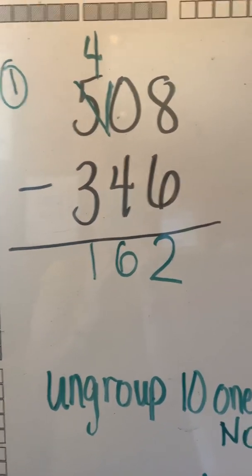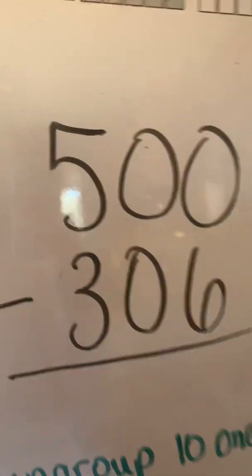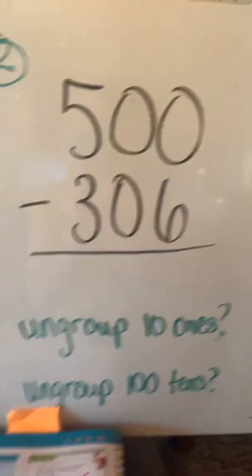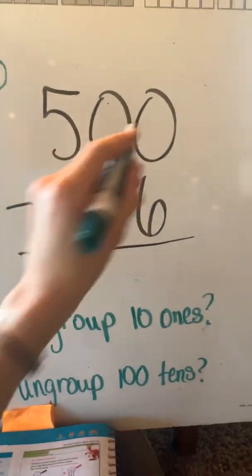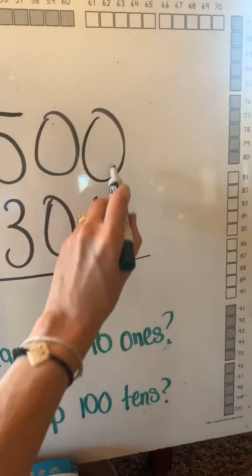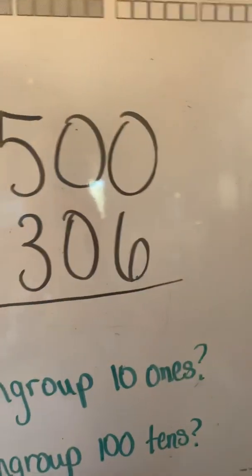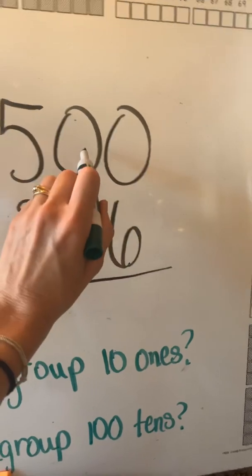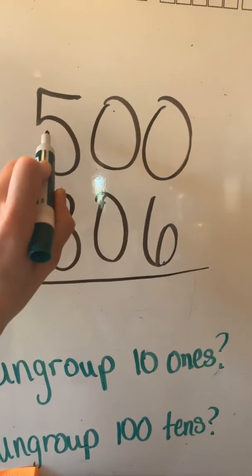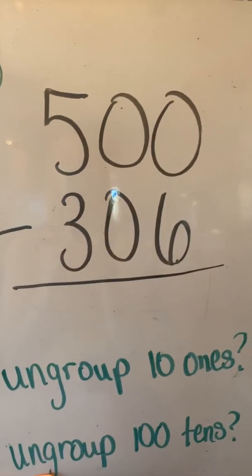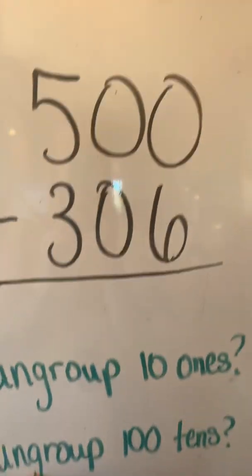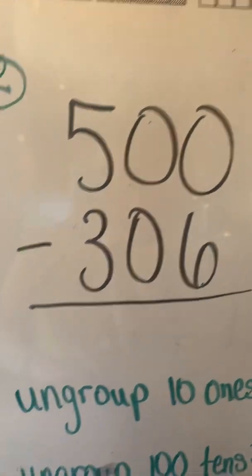Now let's do number 2. 500 minus 306. All right, first thing we're going to do, ask ourselves, do we need to ungroup for the ones? Is the bottom number bigger? Yes, it is. Oh, but when we look next door, we can't ungroup. We're going to have to go all the way to the hundreds. So I guess that answers our question for, do we need to ungroup 10 tens?